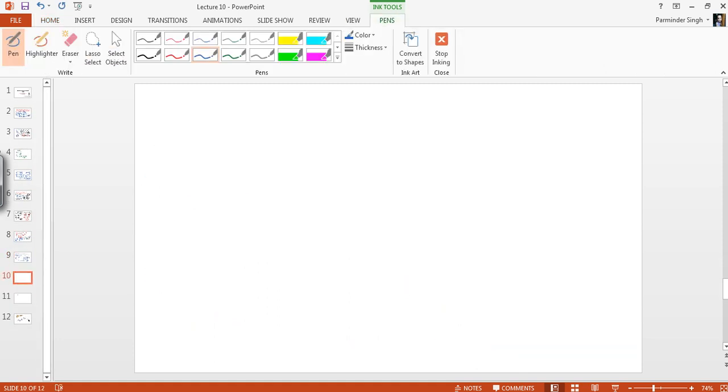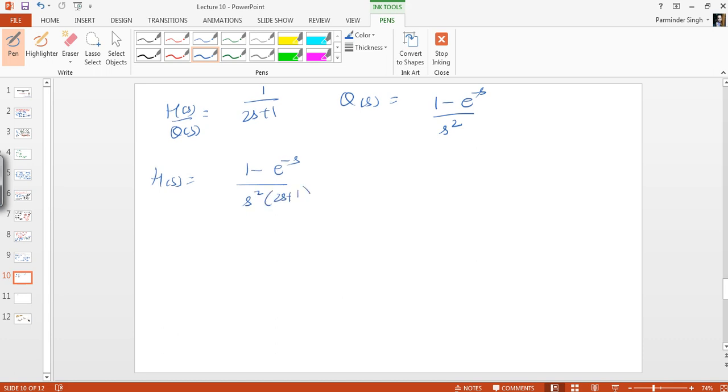Now, H(s) by Q(s) is 1 over (2s plus 1) and Q(s) is (1 minus e to the power minus s) by s square. So H(s) becomes (1 minus e to the power minus s) over s square into (2s plus 1). So again it can be solved. First let's try to solve for the 2s plus 1 term, and then we can write it for the second term. That is for this part.